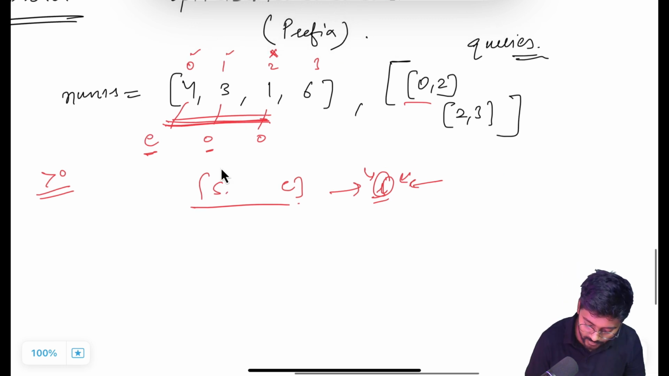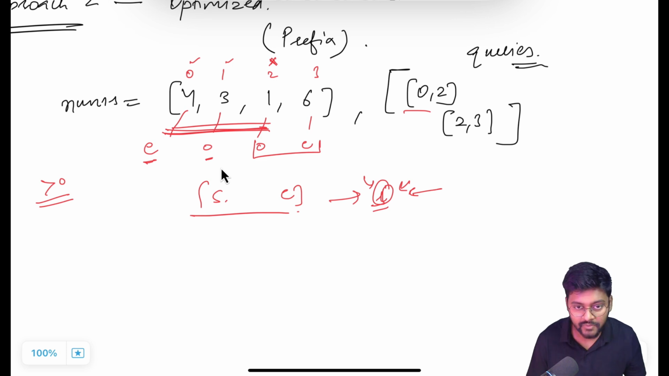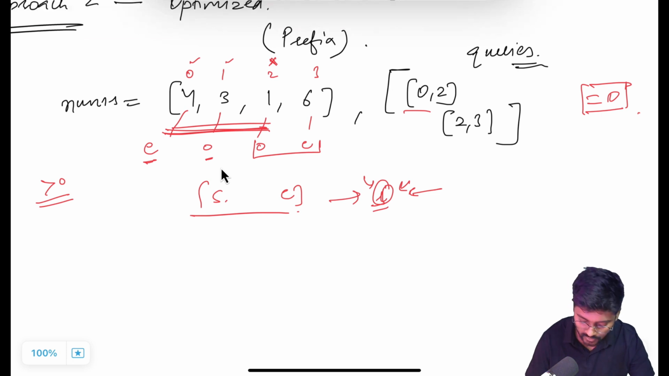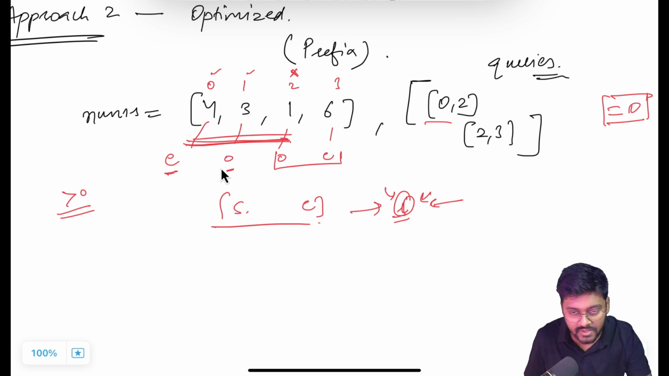Okay. And if I talk about 2 to 3, from 2 to 3 it is odd and this is even, and there is no element which is disturbing it from becoming a special array. So the defaulter count we can say is 0. 0 defaulters are there in the range, so we can directly say that this is a special array. So if we are able to figure out how many defaulters are there in the range, we can directly say whether it is a special array or not.